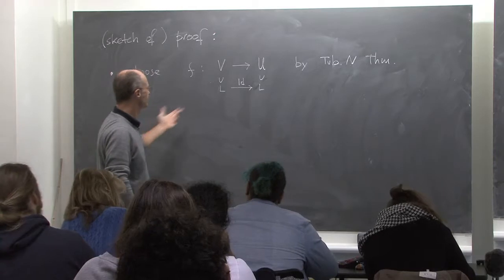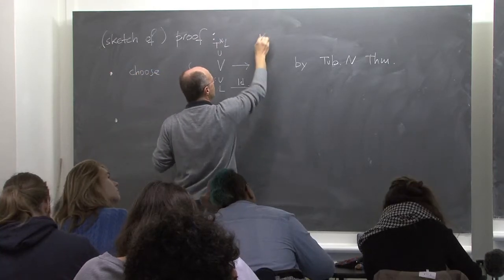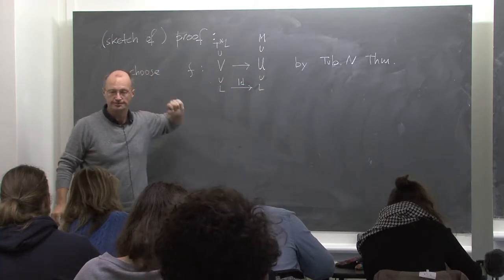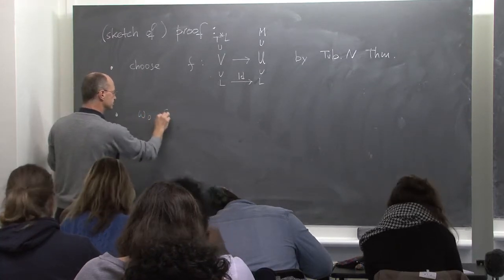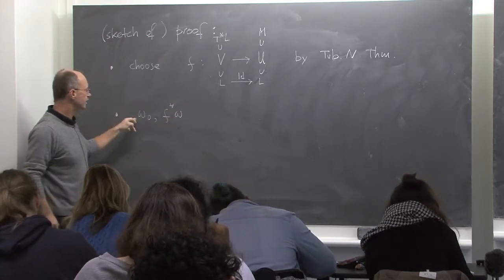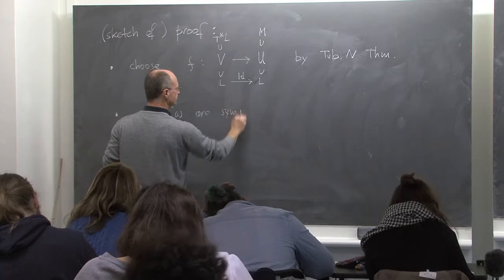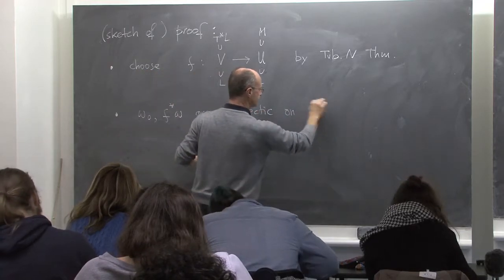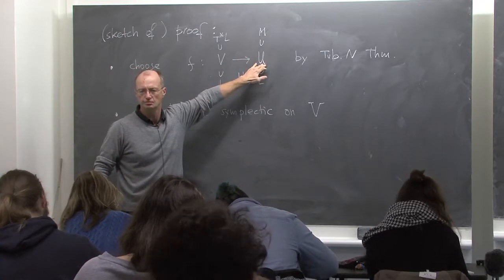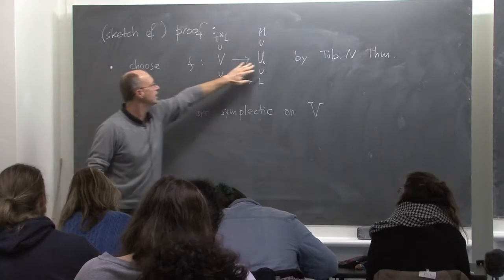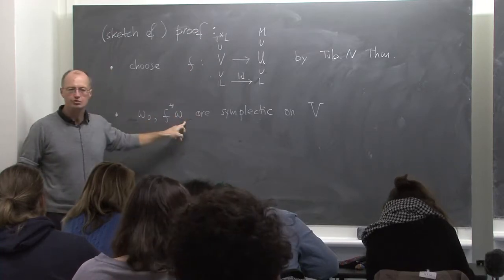Now, what happens? Of course, this is sitting inside, we can say, T star L. This is sitting inside M. They have symplectic structures. And what we can do, we can consider the two symplectic structures, omega naught and F star omega, the pullback. So these are two symplectic structures on V. From now on, I would like to forget about this U. Right? So I import, using the tubular neighborhood theorem, my symplectic structure to V. And now I have two symplectic structures on V. I would like to use the Moser trick to identify them.